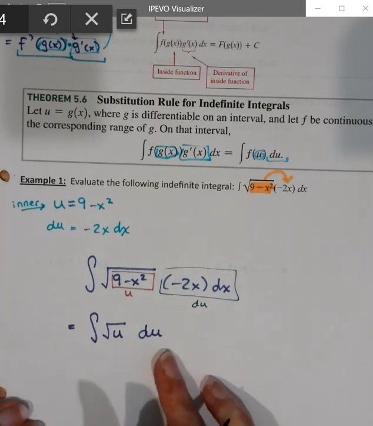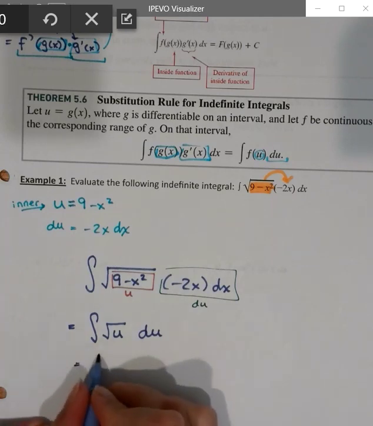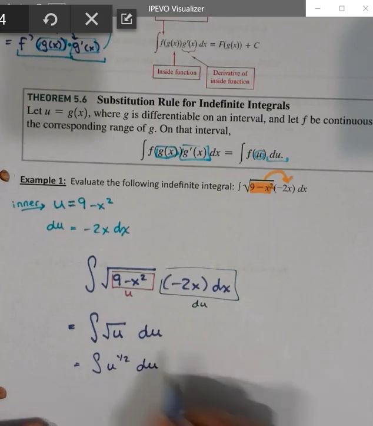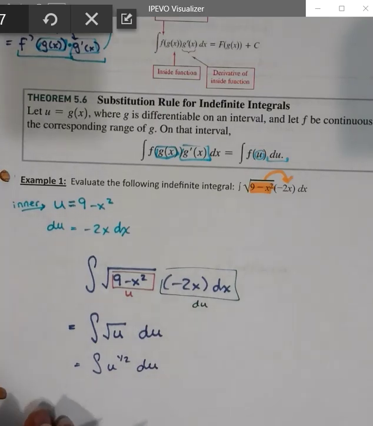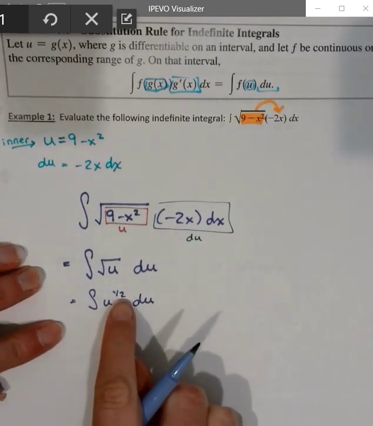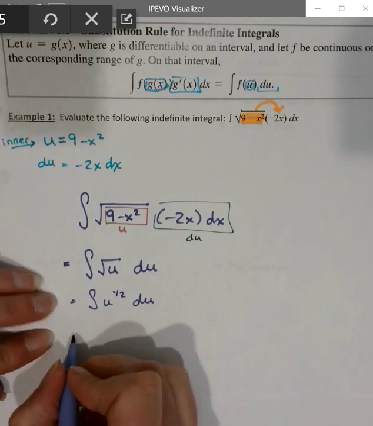Now this should look similar to the antiderivatives that we found in 4.9. It's just a standard antiderivative. I will need to rewrite it as a power function. So I've got u to the 1/2 power du. I have not done the antiderivative yet, but we're getting ready to. And then we can use the power rule for integrals here. If we take the derivative, we pull a power down and we subtract. So we do the reverse for the antiderivatives.